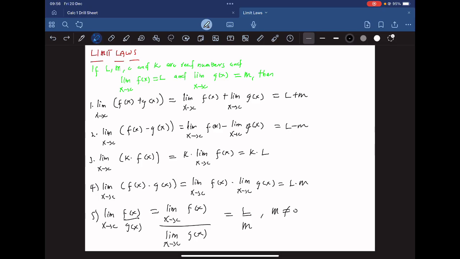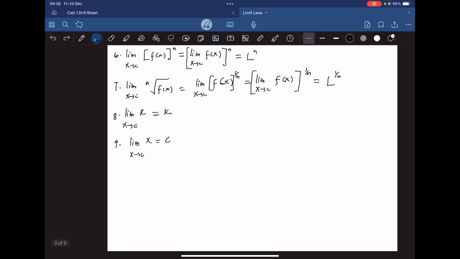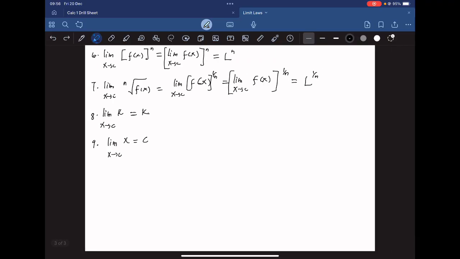For property 4, we have the same thing, just that instead of addition or subtraction, we have multiplication. So in that case, we distribute our limit, then we multiply the two limits. For property 5, we have division. So we use the same idea, right? We just have L over M.